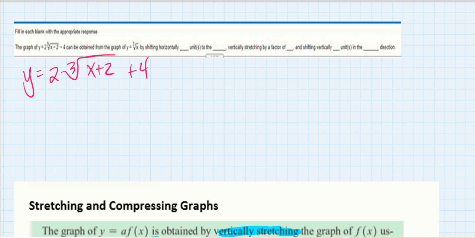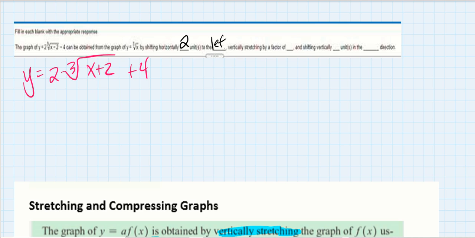Horizontally, we got a positive 2, so we have to go to the left. 2 units to the what? Left. To the left. Okay. Does that make sense? I got my notes right here. 2 units to the left.